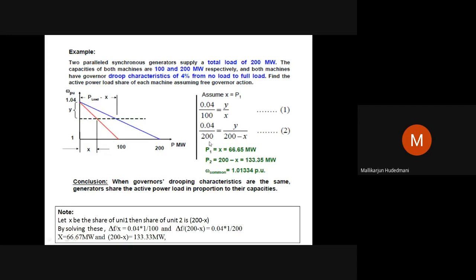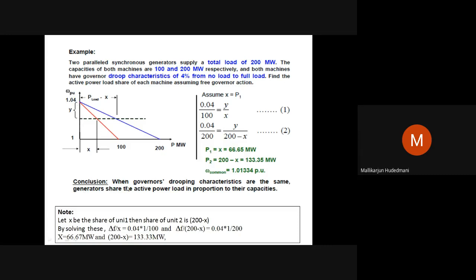Similarly, group divided by capacity of the second machine is also equal to y divided by the length of this side, which is P load minus x. Then I take a ratio of these two to get the value of x and the value of y. X becomes the share of the first machine, load minus x becomes the share of the second machine, which is done here. Then to know at what frequency these two machines are able to develop this 200 megawatt, is it safe or not? Because governor is not in action. What will be the frequency actually thrown out is calculated by 1.04 minus this y. If I substitute, I'll get this one.